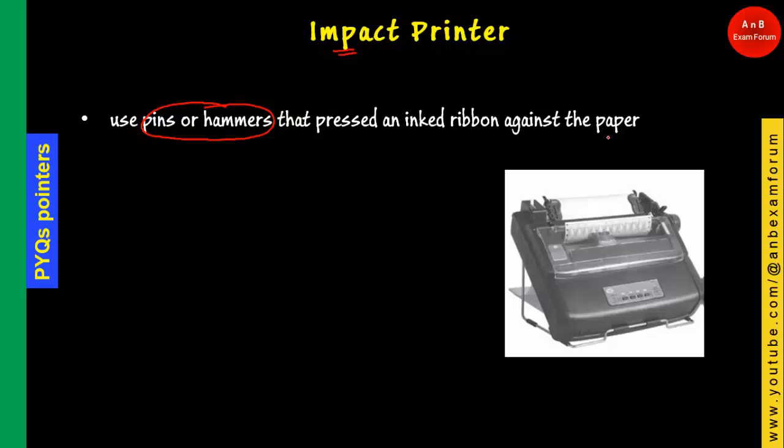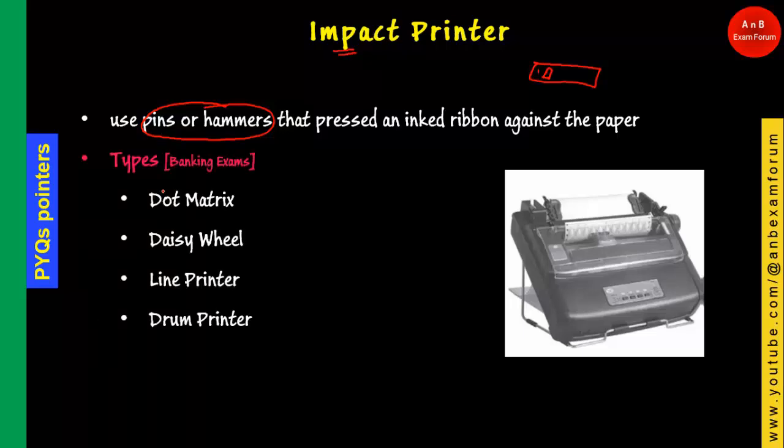You have seen the typewriter, it is similar to the typewriter. There is a paper and a hammer is pressed on it. The hammer has a character on it, so that character will be imprinted through the ribbon, which is generally black in color, and it makes an impression on the paper. Those are called impact printers. In the banking exam, generally the types are asked. There are basically 4 types: dot matrix, daisy wheel, line printer and drum printer.